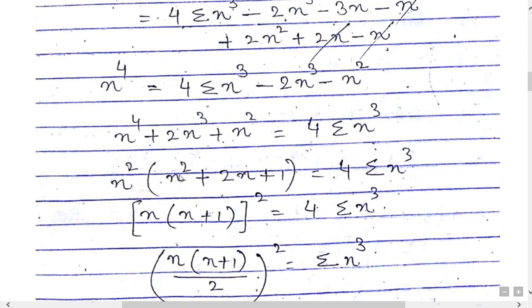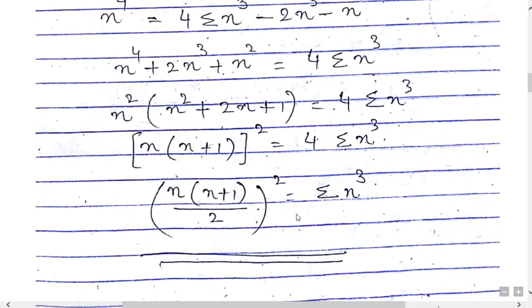Taking n square common, it's n square plus 2n plus 1. It is a square for n plus 1. It means the term is n into n plus 1 whole square. And from this side 4 can be shifted on the left hand side. You can obtain the formula n into n plus 1 over 2 whole square.